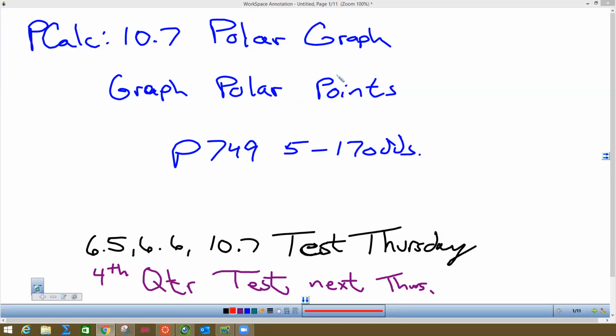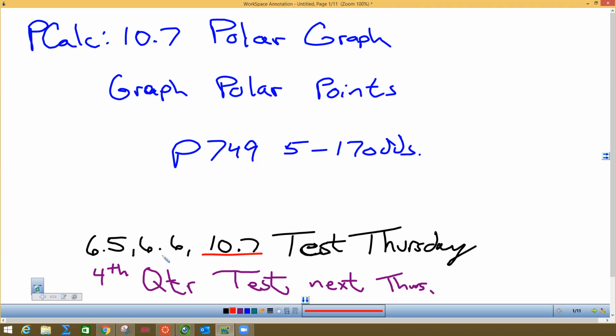Today we graph points on polar graphs, which kind of look like spider webs. You've got 5 to 17 odds to do today, and tomorrow we're doing 6 to 18 evens. Some people in the other two classes have done 5 to 18, all of them, and already turned them in, and I gave them back to them already. And this is 10-7 today. This is the last section.